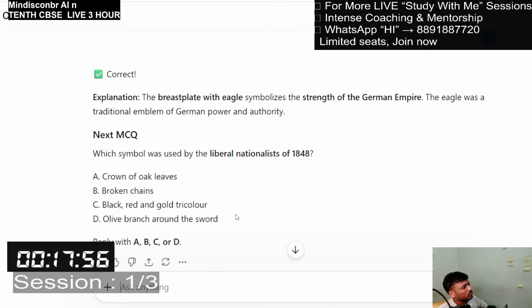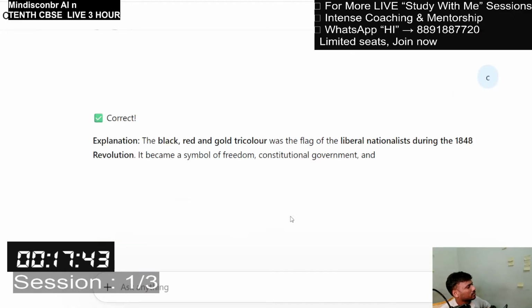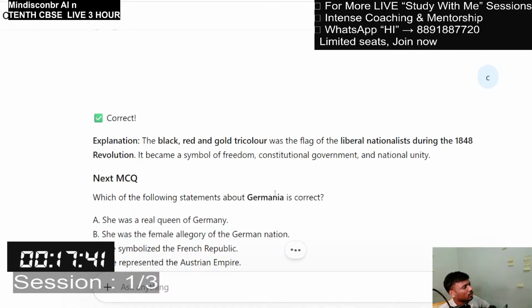Which symbol was used by the liberal nationalists in 1848? Black, red, and gold tricolor flags. The black, red, and gold tricolor was the flag of liberal nationalists during the 1848 revolution. It became a symbol of freedom, constitutional government, and national unity.